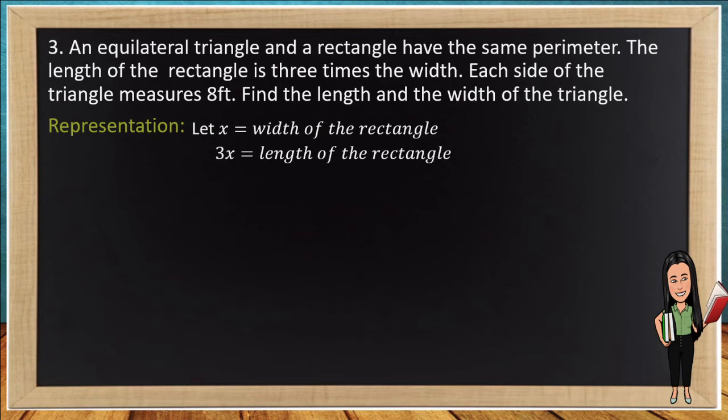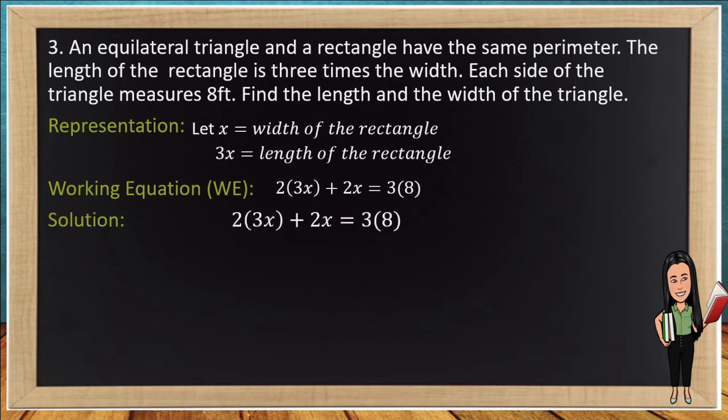Gawin na natin yung working equation. Given this dimension of the rectangle, so we have 2 times 3x plus 2x is equal to 3 times 8, which is the perimeter of the equilateral triangle. Okay, solve na natin. 2 times 3x plus 2x equal to 3 times 8. Distribute or multiply kung may kailangan multiply. So, we have 6x plus 2x equal to 24. 8x is 24. x is equal to 3.